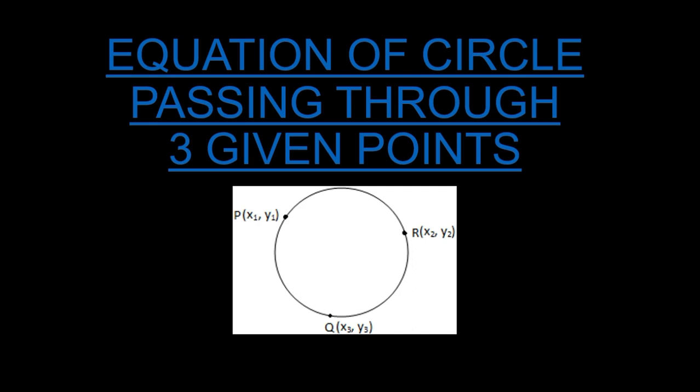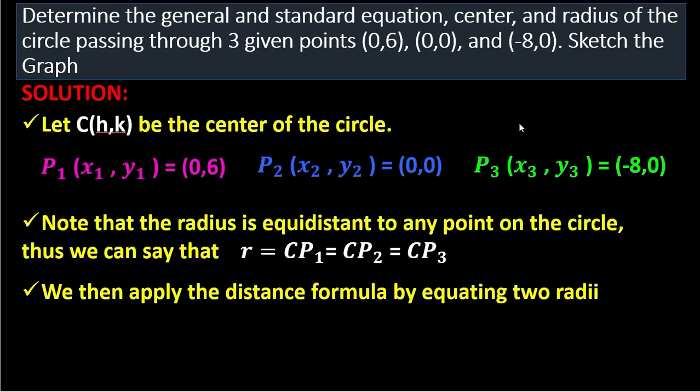In this video, we're gonna talk about the equation of a circle passing through three given points. So let's have our example. Determine the general and standard equation, center and radius of the circle passing through three given points (0, 6), (0, 0), and (-8, 0). Sketch the graph. Solution. So first, let (h, k) be the center of the circle.